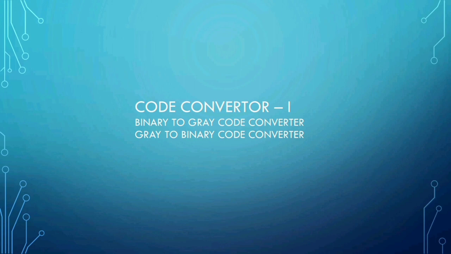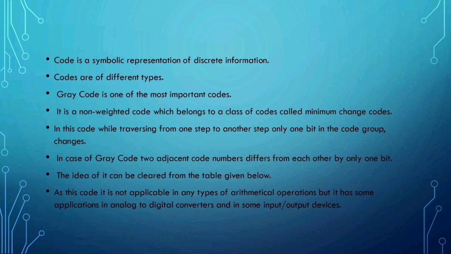Code converter 1: binary to gray code converter, gray to binary code converter. Code is a symbolic representation of discrete information. Codes are of different types. Gray code is one of the most important codes.